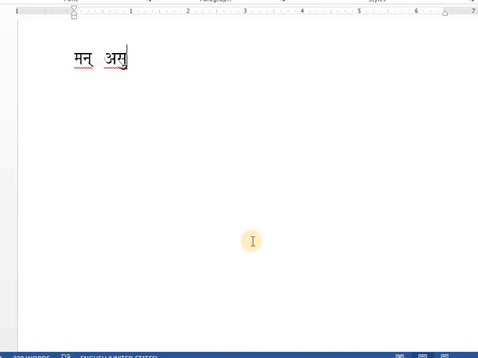Asu. There is another sutra in Laghu Siddhant Kaumudi that explains that if there is a vowel at the end of any suffix, that vowel also should be considered as it. So this u also will be it and will be deleted. So what is left now? Us. Now you join them, very easy formula. Man, us, manas.